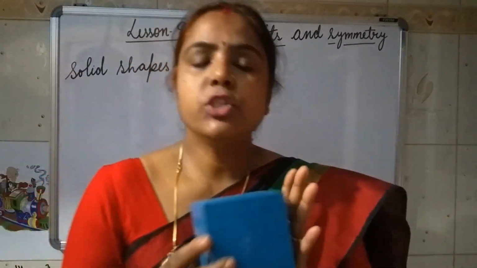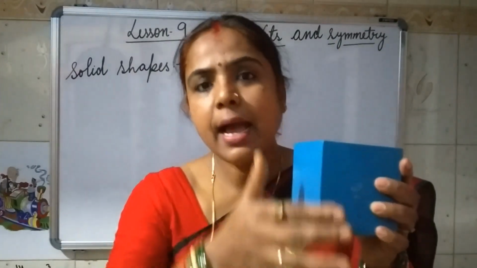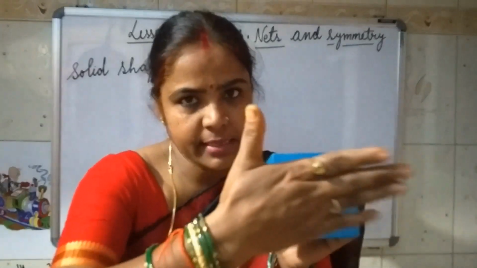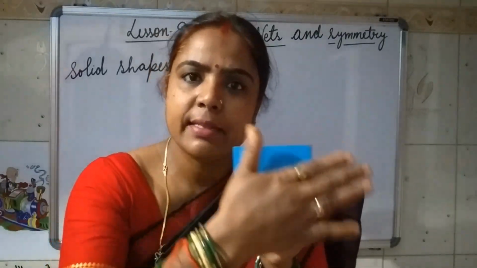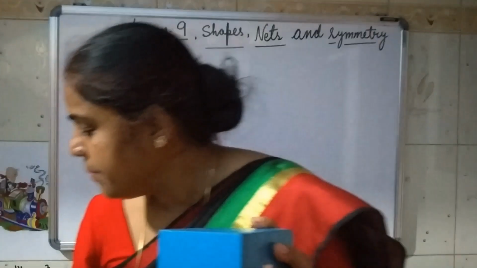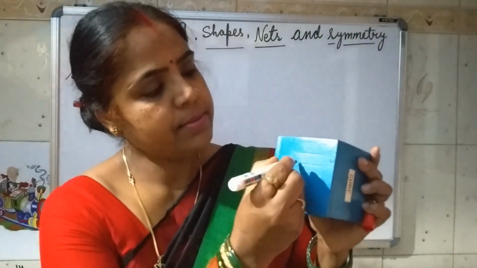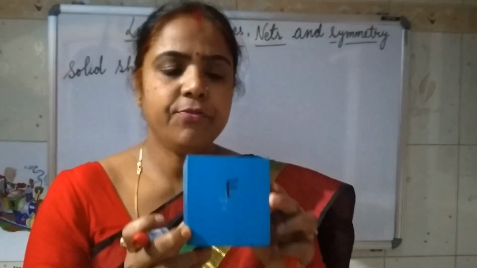See, a solid shape has length, breadth and height. So when you look at it from this side, this is the front side, and its shape looks like this. If I put a mark here, just take it as the front view. This is the front view.